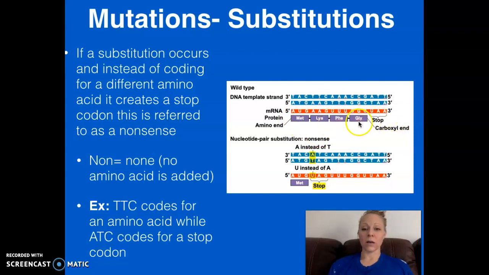And this is a problem because this is going to leave out huge portions of the protein. If it happens at the end, it may not be a huge problem. If it happens towards the middle or the beginning, it could be a huge problem. It could render the protein completely useless. But if it's towards the end, it might be a negligible change. So we just don't know.